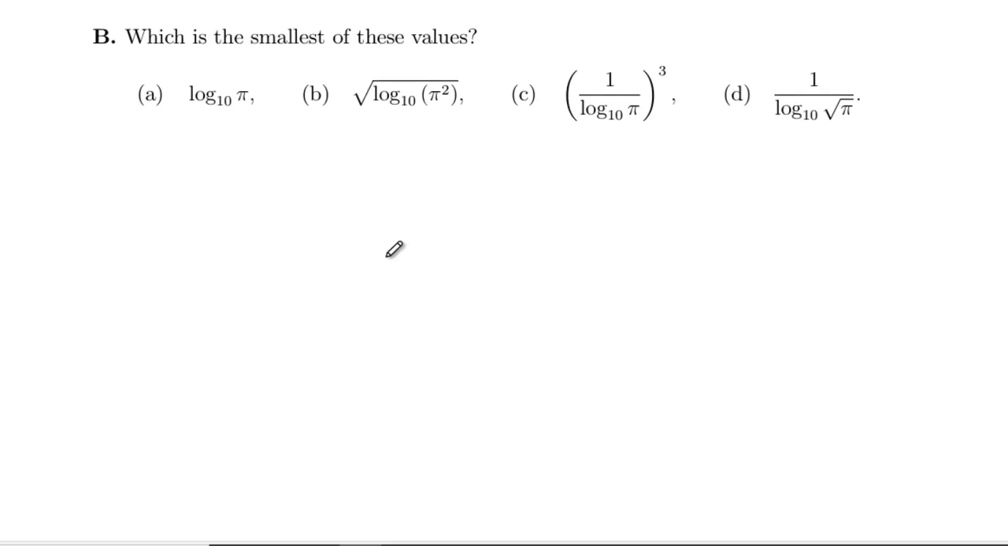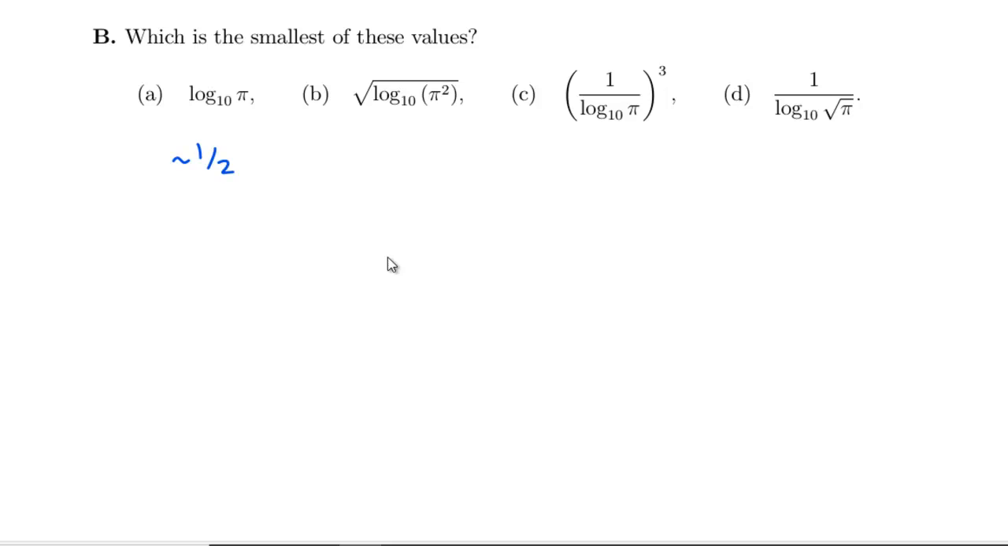B. Which is the smallest of these values? It's all log base 10 stuff. Right, let's look at A first. Let's try and get a rough idea of each one. Log base 10 of pi is around about a half. So pi is around the root of 10, give or take, isn't it? So let's say it's around about half.